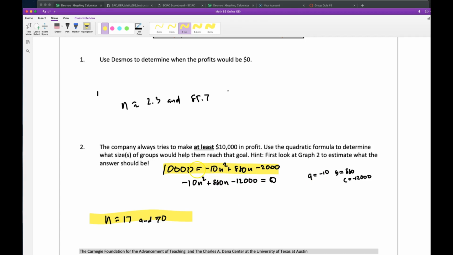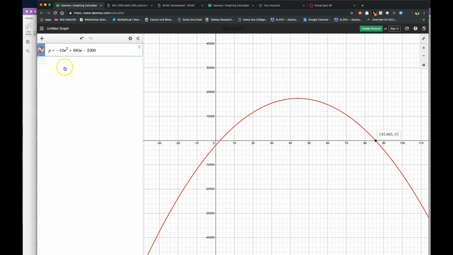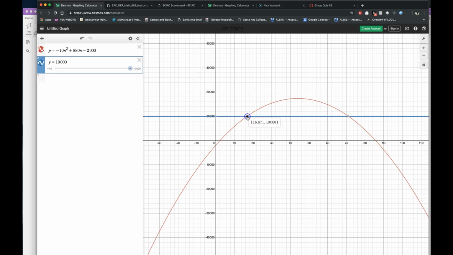Again, when you do that, you end up with an equation like this, and then there's your A, your B, and your C. There's multiple ways on Desmos to check your work. One way would be, I want to know when the P was equal to 10,000, so that's when the Y value was 10,000. And so I type that in, you put that here and here, and then you can see it's 16.9 and 71.1, so around 17 and 71.